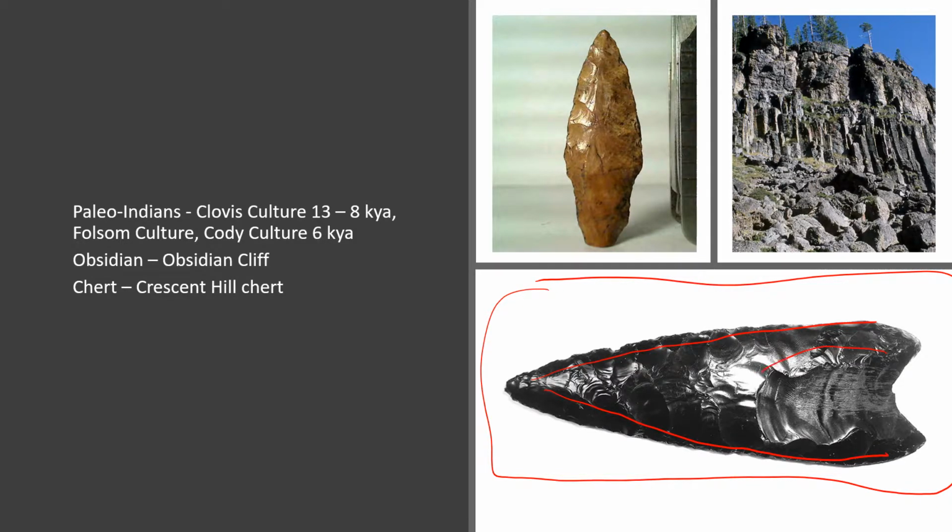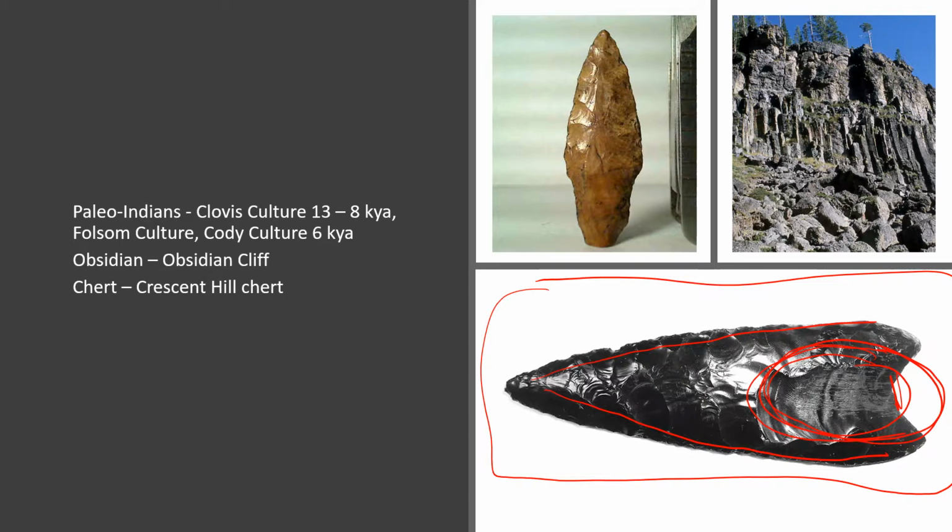Clovis points and later Folsom points, which was a culture that emerged out of Clovis, are characterized by what's called fluting here in the bottom, where a channel was cut out. And the thinking is that this fluting created a narrower base that allowed these points to be fitted to wooden shafts more easily.